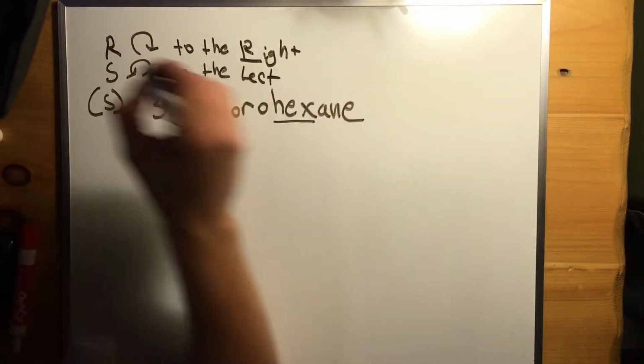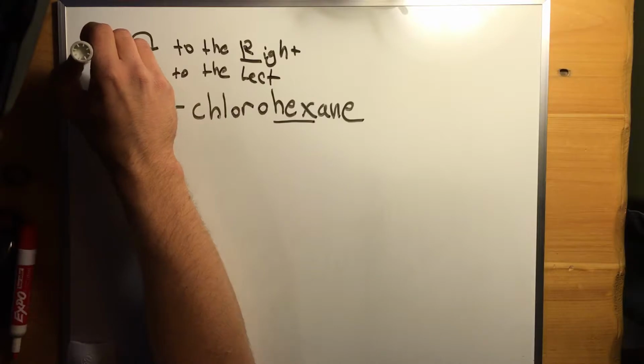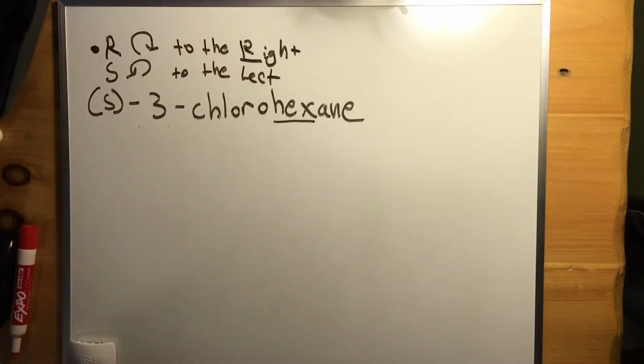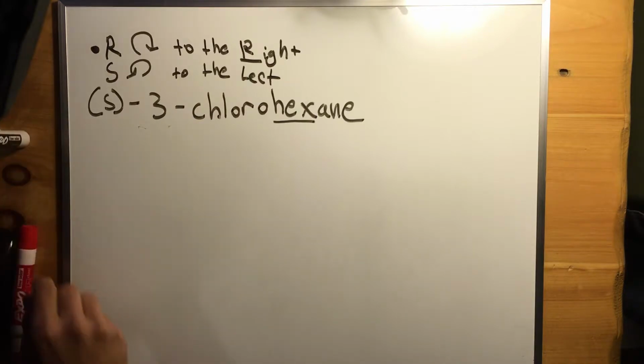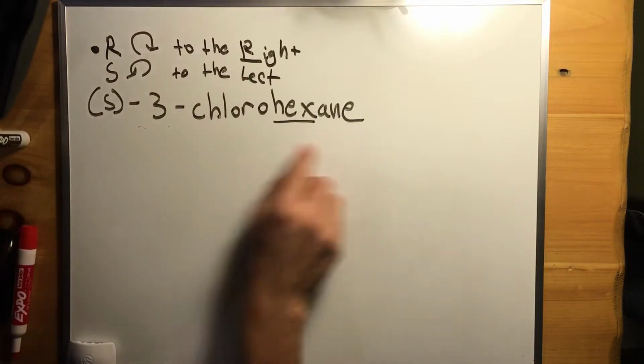So the key is really to remember R. If you know R, you're good to go. R to the right, clockwise. All of those go together. So let's use this as our example.